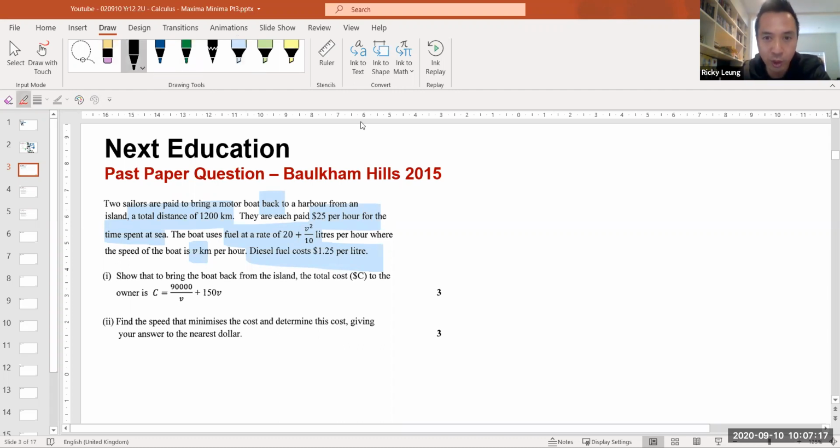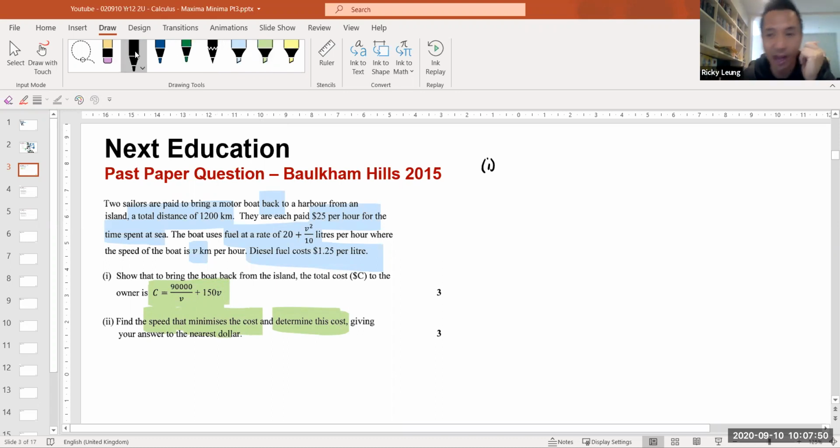Let's have a look at what we need to do. For part 1: show that the total cost to the owner equals that. And then part 2: find the speed that minimizes cost, and determine the cost. Oh, it's a double question. Be careful about that, right? The speed that minimizes the cost and the cost itself. Okay. So for part 1, we need to find the total cost.